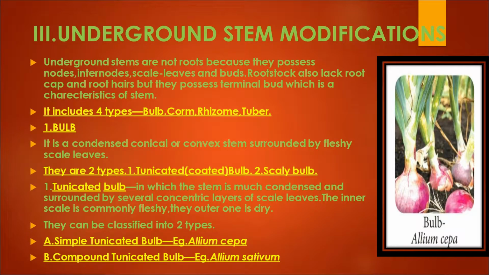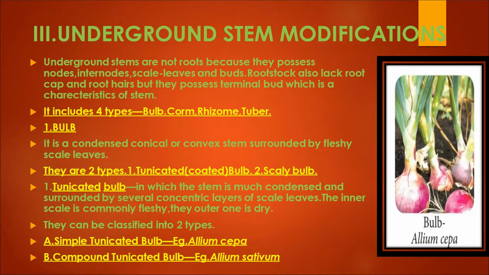Thirdly, we have the underground stem modification. Underground stems are not seen on top. They are under the soil. They are not roots because they possess nodes, internodes, and scale leaves are present and buds also will be produced out of it. The underground stem also lacks root cap and root hairs, but instead they will possess the terminal bud, which is a characteristic feature of the stem.